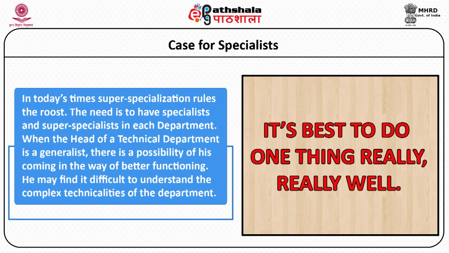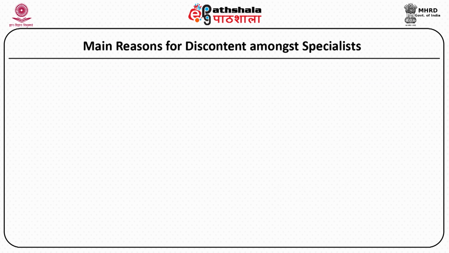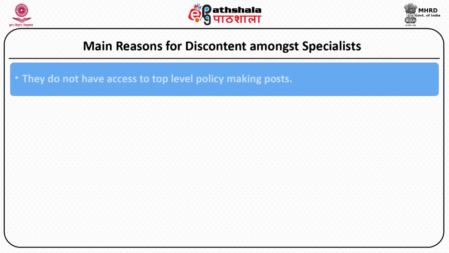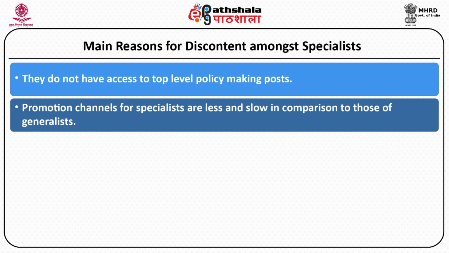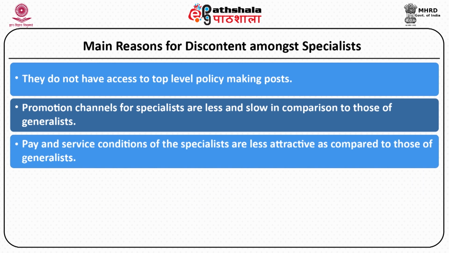Now friends, up to this point we have seen the case for the generalist and the case for the specialist. There are scholars who favor the generalist system of administration, and scholars who favor the specialist system. But there is no second thought about the fact that specialists have discontentment against the generalists. The main points of discontentment are that specialists feel they don't have access to top level policy making positions. Their promotion channels are very limited and they are restricted by the generalist. Their pay and service conditions are not very attractive in comparison to the generalist administrators.